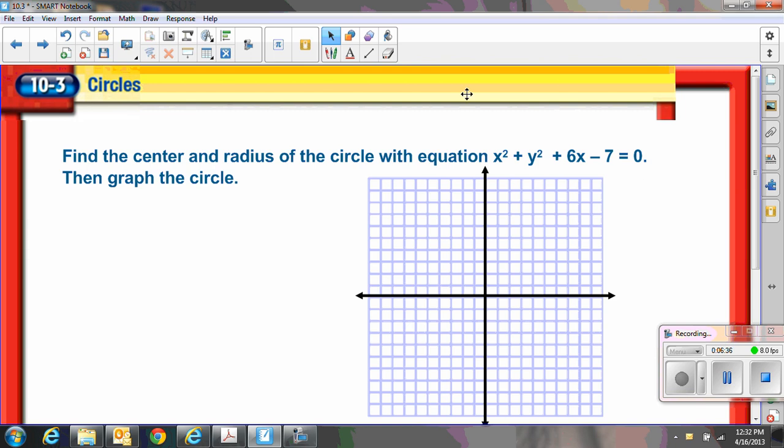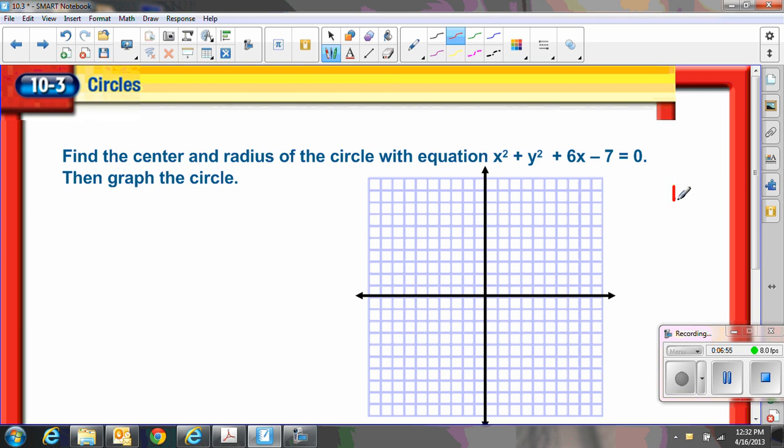Now, here's where it gets a little bit trickier. Occasionally, you'll have x squared, y squared, and an extra x, or maybe an extra y. This requires you to complete the square. We talked about completing the squares back when we did quadratics, and last section with parabolas. It's going to be here the rest of the way.